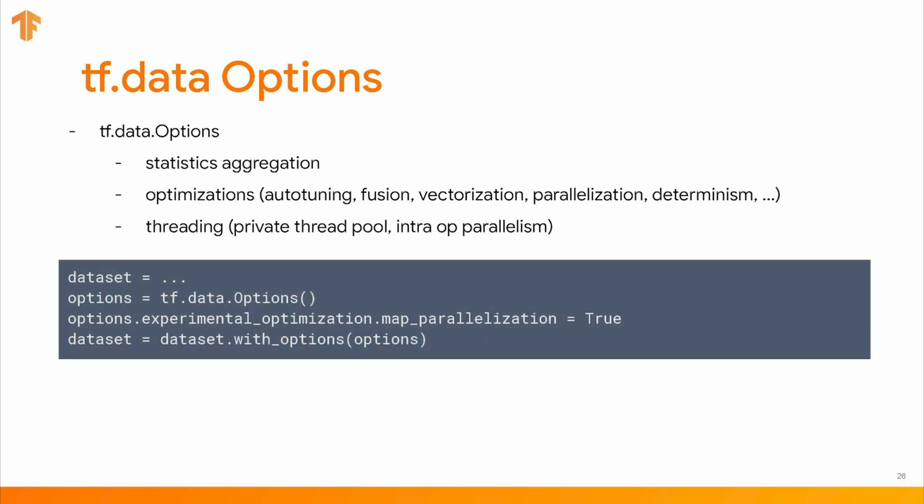The way you would use tf.data.Options is that once you create your dataset, you also create an instance of the options object and set whatever options you're interested in. In this example, I'm setting the map parallelization optimization on. And then, importantly, you associate the options object with the dataset using the with_options transformation, which, similar to all the other transformations that I talked about up to this point, returns a new dataset that now has the options applied.